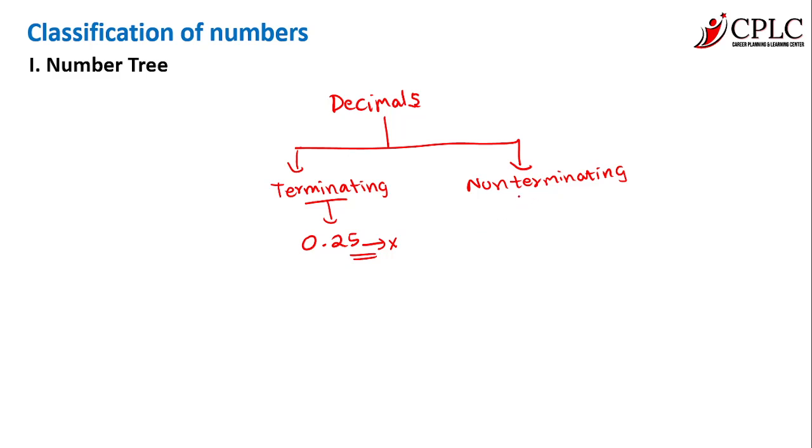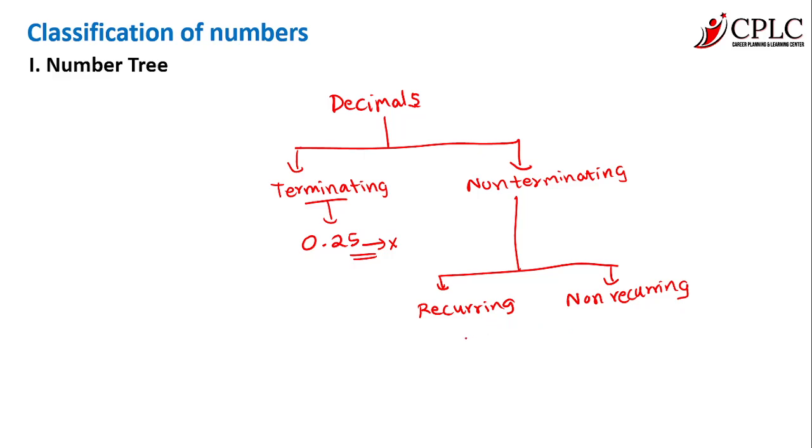And then obviously there is something called non-terminating decimals. Non-terminating decimals are the ones that are not going to stop, that keep going on and on and on. And these non-terminating decimals are classified into two more subtypes. Again, probably you would have heard them: recurring decimals and non-recurring decimals. Now, again, what do they stand for?